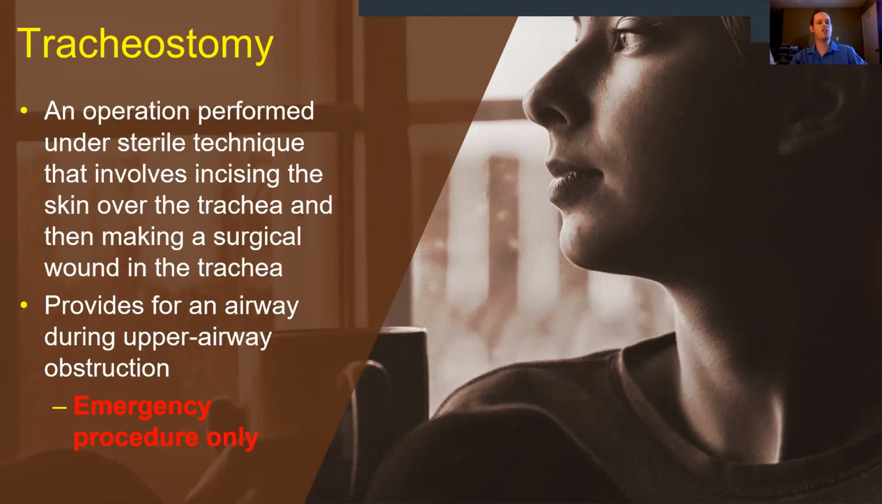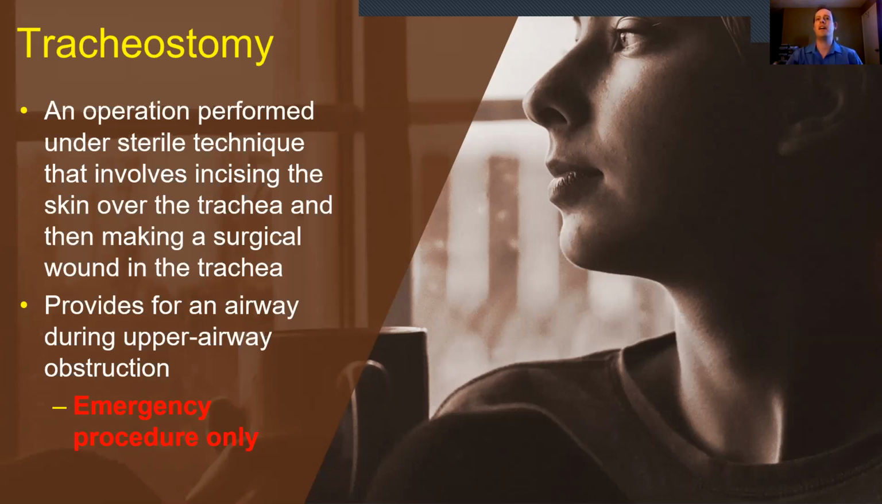As far as the definition, this is going to be an operation performed under sterile technique that involves incising the skin over the trachea. They're going to make an actual surgical wound. They're going to make an actual slit or hole in the trachea, and they're going to put that little device, which I'm going to show you what it looks like in a second, in the slit. They're going to secure it so the patient can properly breathe.